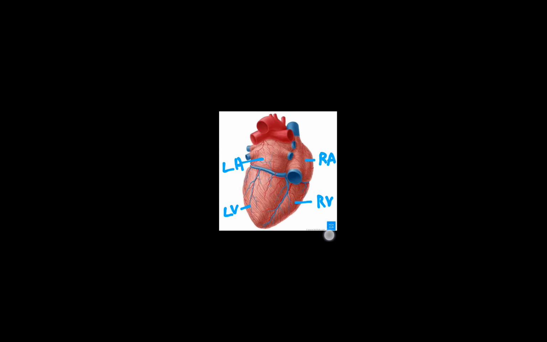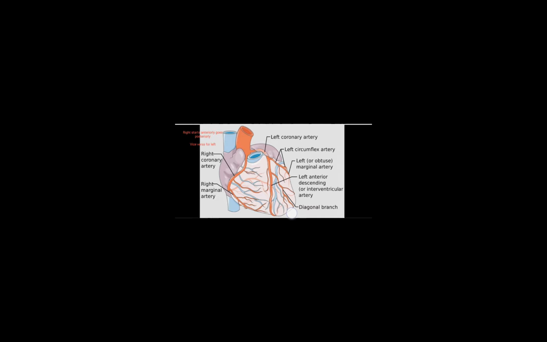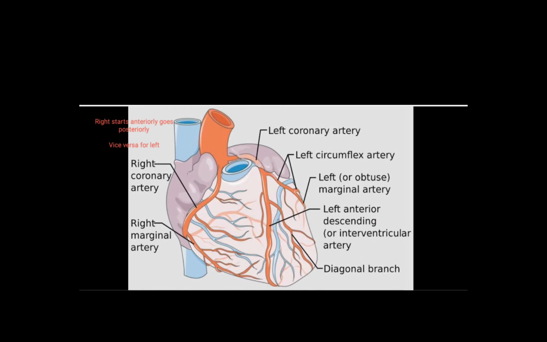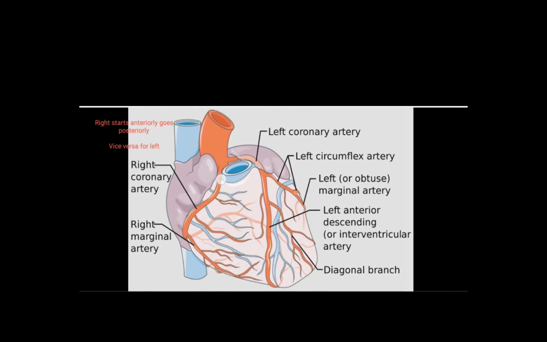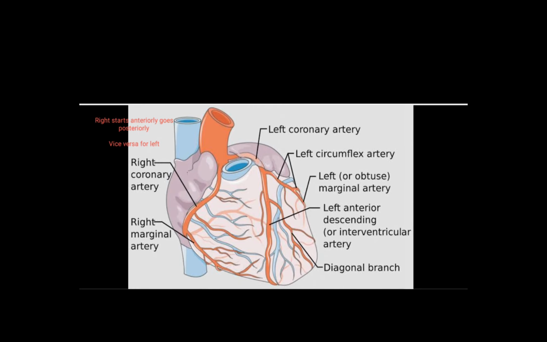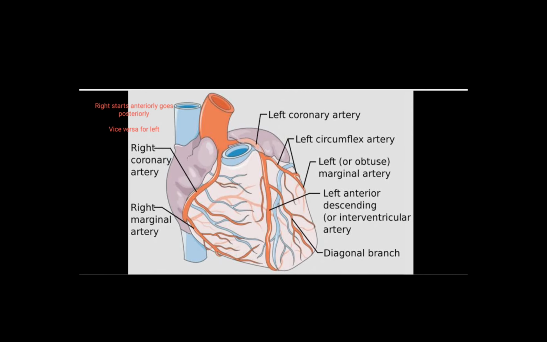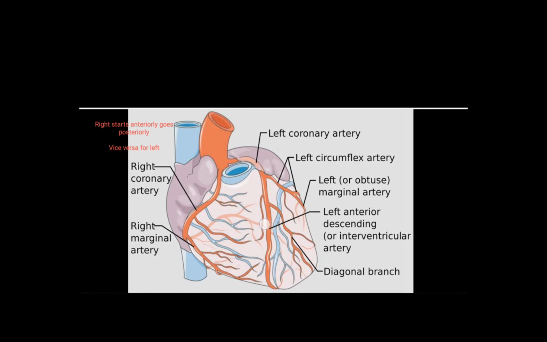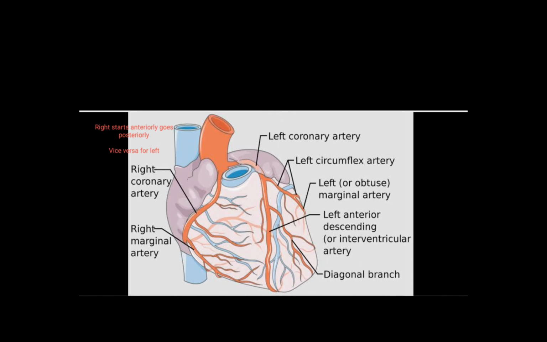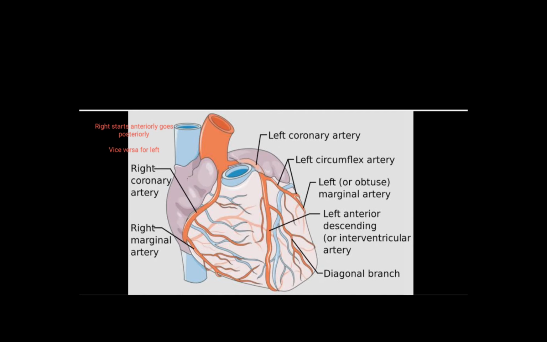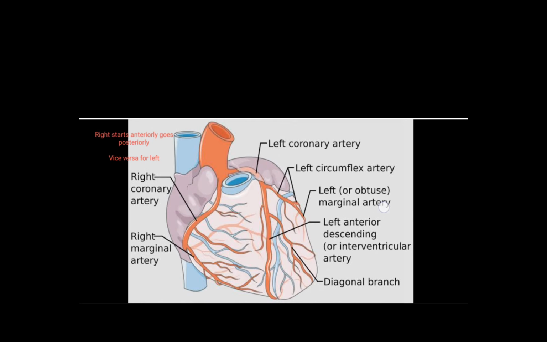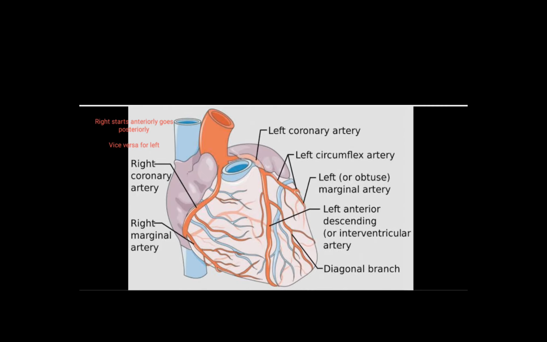And one image here of the arteries. See, the right coronary artery starts from anterior and goes towards posterior. This is the acute marginal artery. Then here this is the left anterior descending, left circumflex and diagonal artery, and left marginal. The left marginal, we know, is obtuse. So the right starts anteriorly and goes posteriorly, and vice versa for the left.